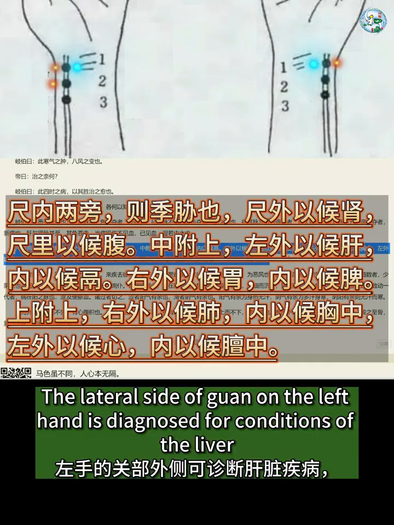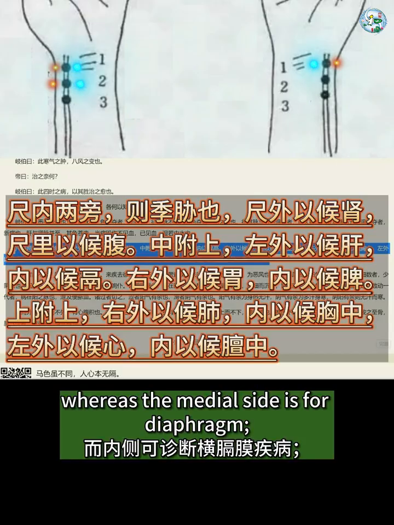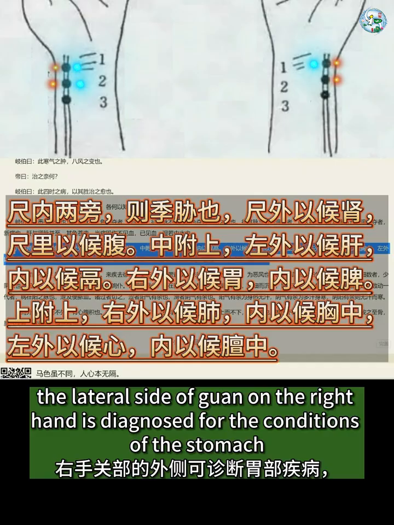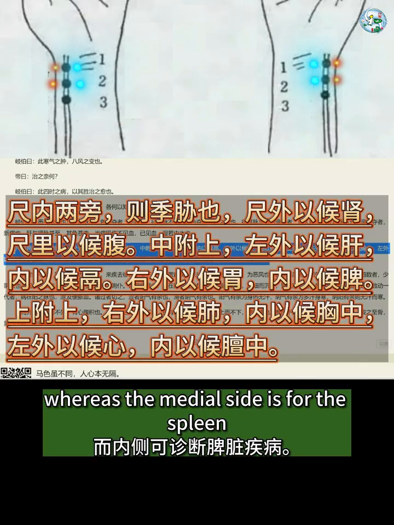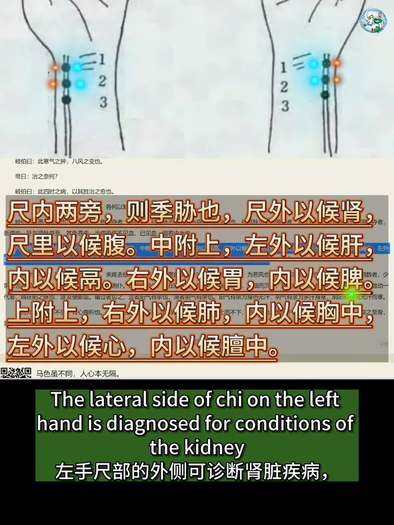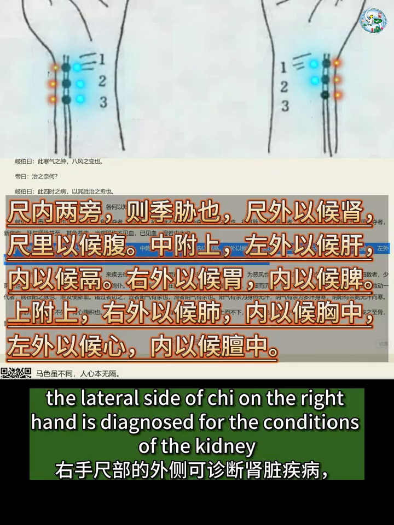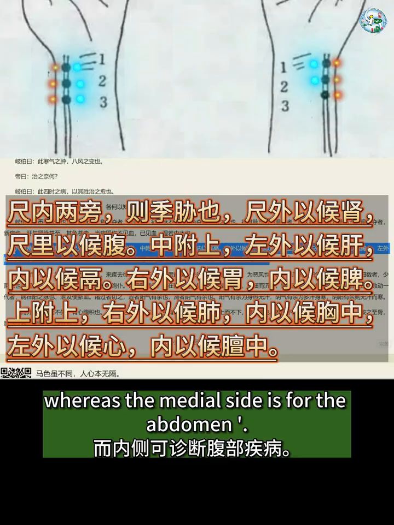The lateral side of 关 on the left hand is diagnosed for conditions of the liver, whereas the medial side is for diaphragm. The lateral side of 关 on the right hand is diagnosed for the conditions of the stomach, whereas the medial side is for the spleen. The lateral side of 尺 on the left hand is diagnosed for conditions of the kidney, whereas the medial side is for the abdomen. The lateral side of 尺 on the right hand is diagnosed for the conditions of the kidney, whereas the medial side is for the abdomen.